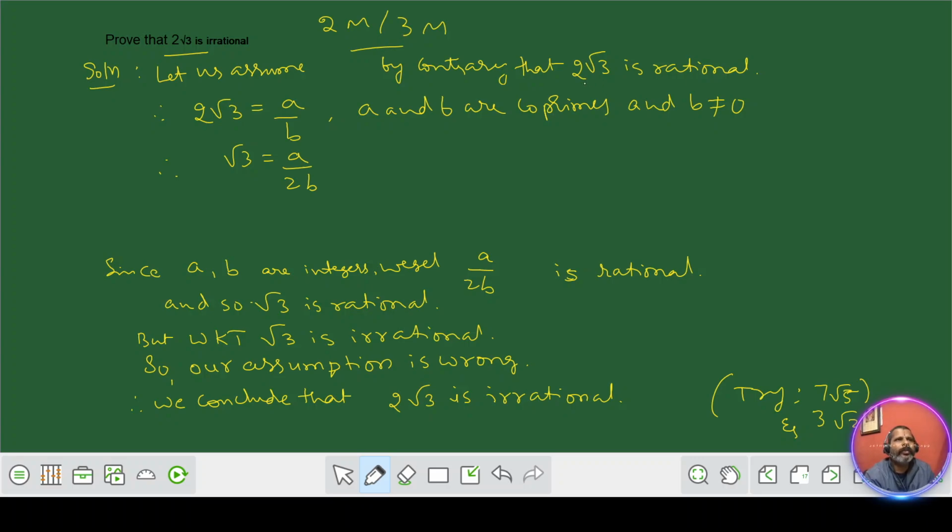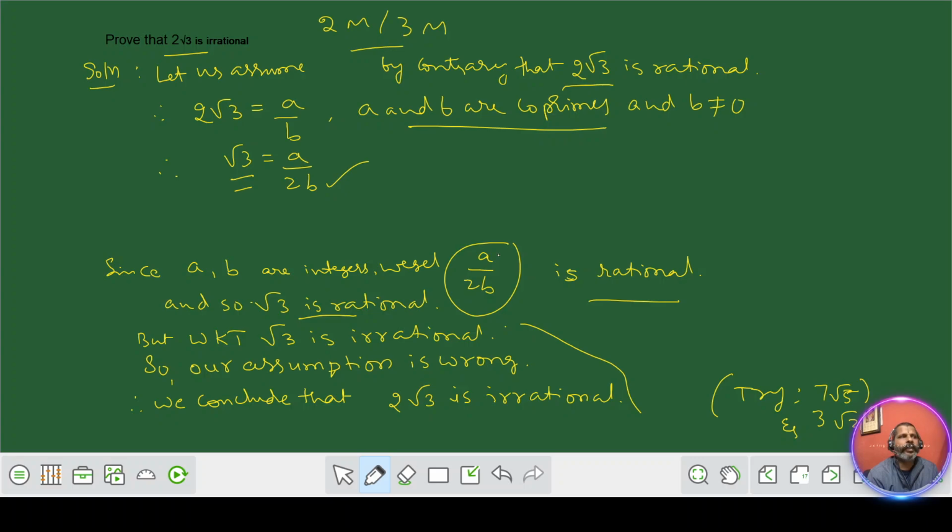So we assume 2 root 3 as a rational number. So we equate it to a by b. We write a and b are coprimes, b is not equal to 0, which remains the same in all the questions. Then we solve for root 3: root 3 is equal to a by 2b, right? We make the same statements. a and b are integers. Therefore, the right hand side, whatever we have, a by 2b, is a rational. So root 3 is rational. The last three statements remain the same.